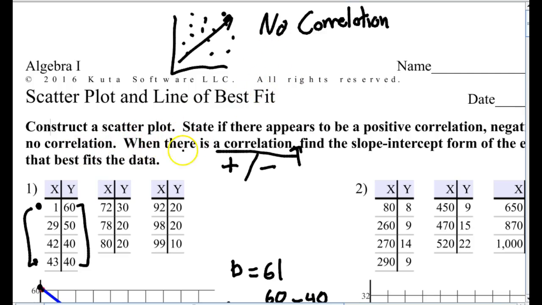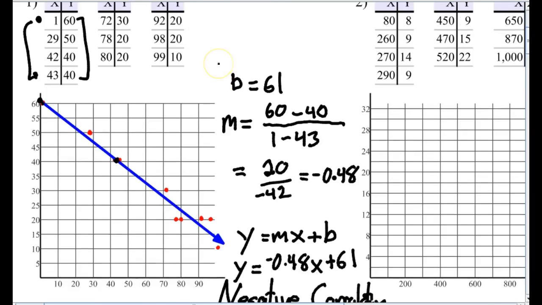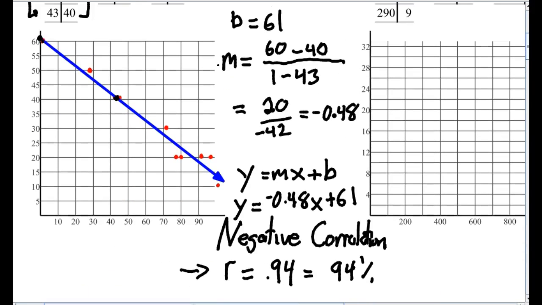And that's why it says in directions, when there is a correlation, positive or negative, that's when you do this. If there's no correlation, you just write no correlation and move on to the next thing, because you can't predict anything with this line. The whole idea is finding a line that can help you predict. But with the points so far away, it won't help you predict anything. So what's the point? All right. So that's what you want to do for each one.